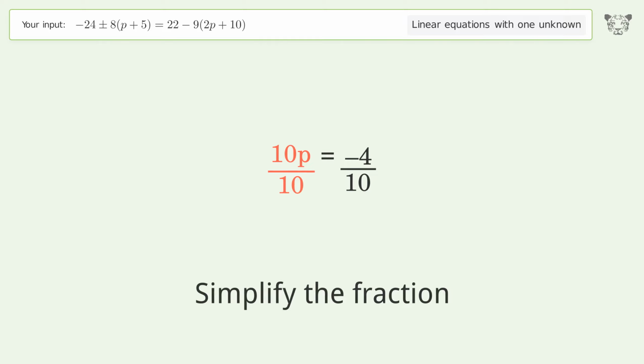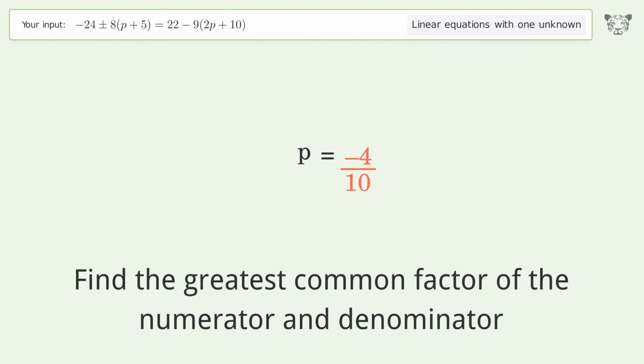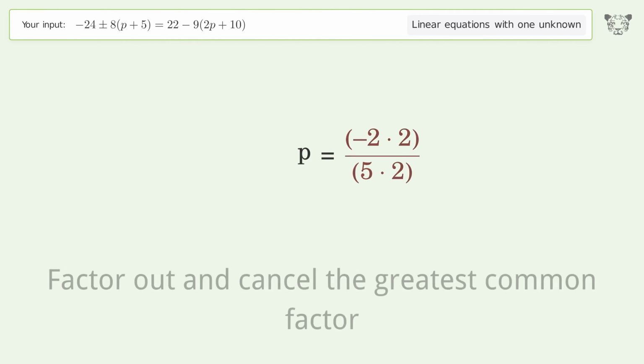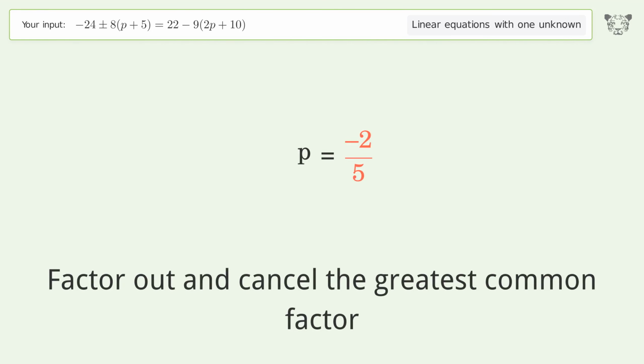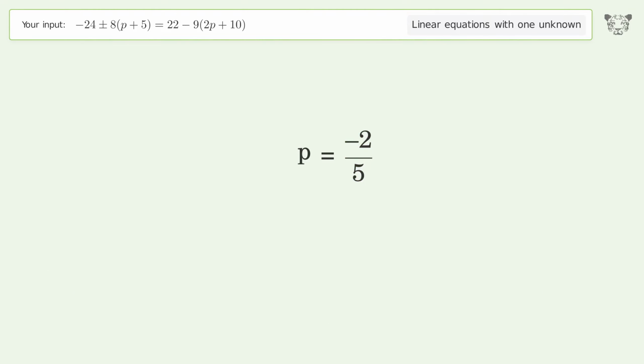Simplify the fraction. Find the greatest common factor of the numerator and denominator. Factor out and cancel the greatest common factor. And so the final result is p equals -2/5.